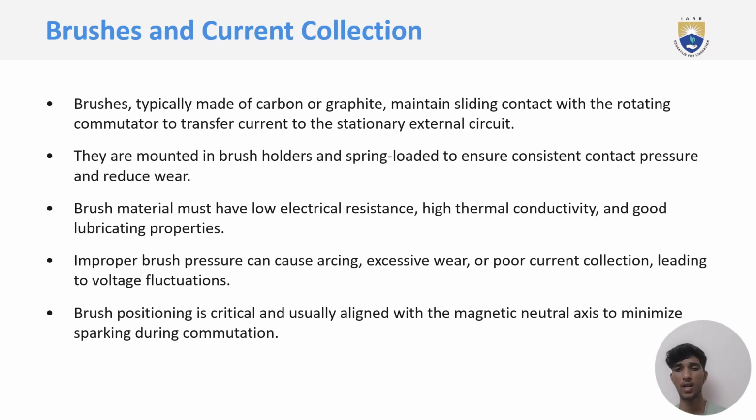Brushes and current collection. Brushes are used to collect current from the rotating commutator and deliver it to the external circuit. They are generally made of carbon or graphite because these materials provide good connectivity and low friction. Brushes are mounted in holders with springs that maintain proper pressure on the commutator. Incorrect brush pressure may cause sparking, overheating, or voltage fluctuations. Proper brush alignment helps maintain efficient current collection.